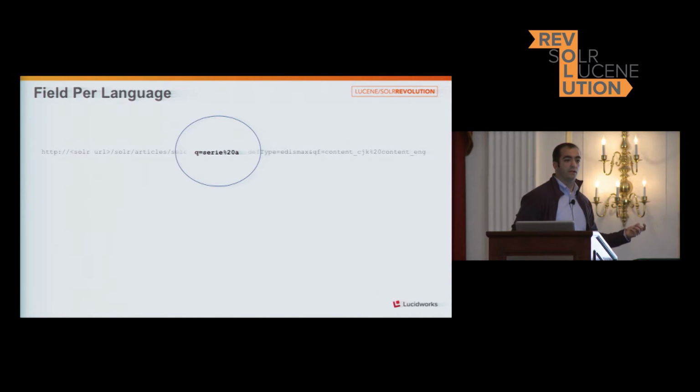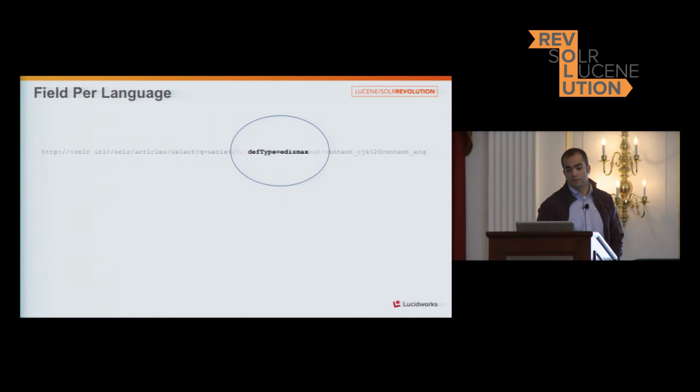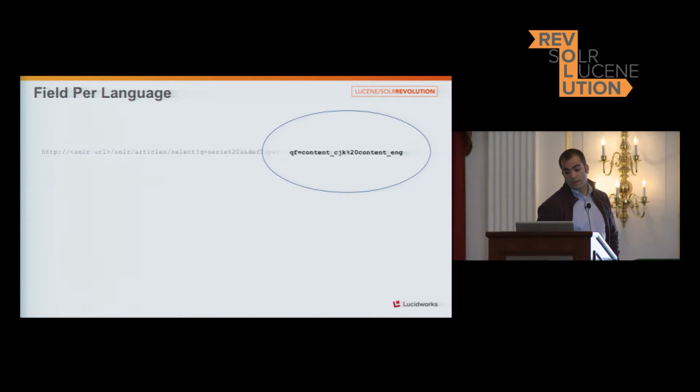The other thing that you can do is use dismax or edismax. So here's an example of edismax where you say, okay, my query string is just serie A. Don't even specify fields. This is one of the conveniences that edismax provides. And then you just specify your list of fields to query across. So a very convenient, built into vanilla Solr way of searching across multiple languages.